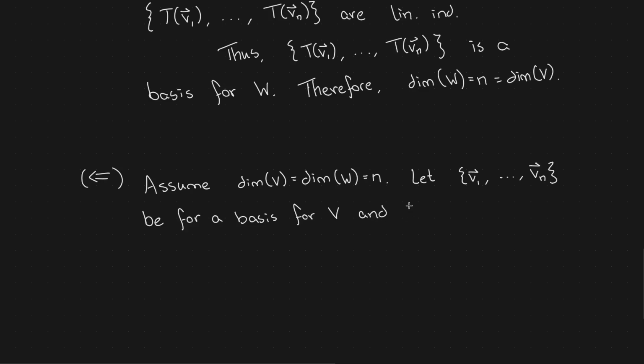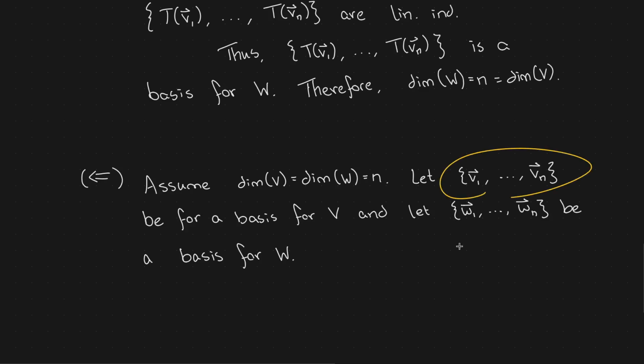And let the set W1 to Wn be a basis for vector space W. We know these bases exist. I don't really care which one it is. Generally, a vector space will have multiple possible bases to choose from. We just pick one of them. Doesn't matter which one. We know there's some basis out there of n vectors that we could choose for V, that we could choose for W.